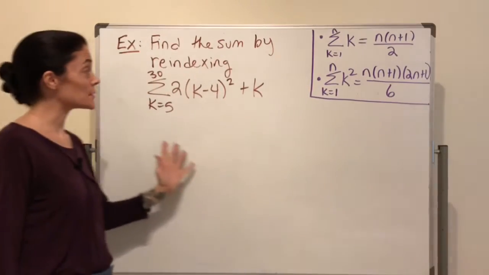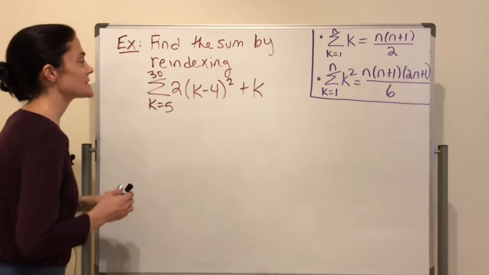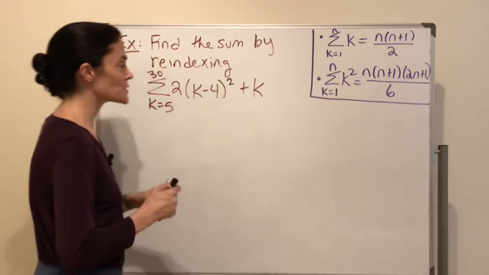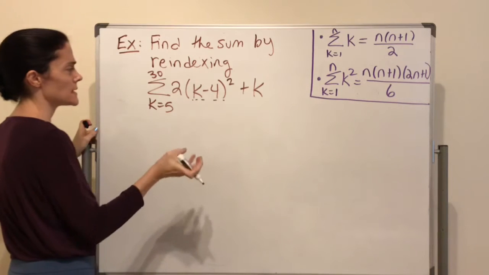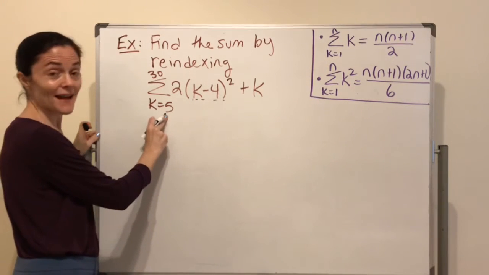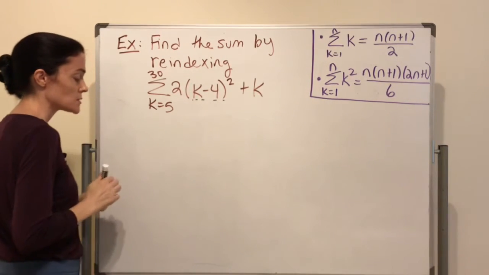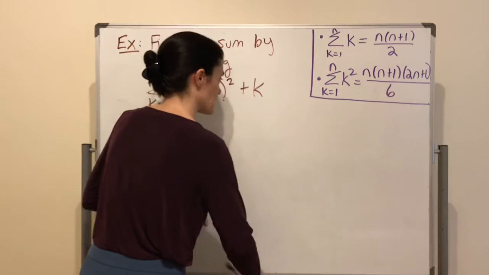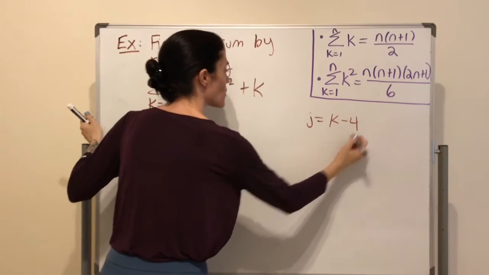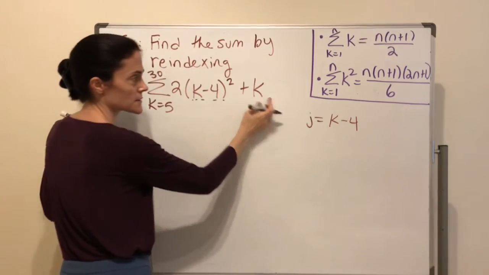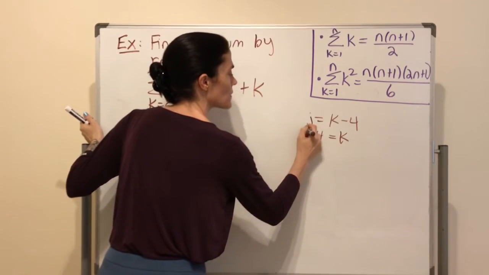Here's another example to evaluate the sum by reindexing. And just like in the last one where we first factored, here I'm not going to factor anything, but I can certainly look here and I see k minus 4, and when I evaluate at this lowest index, I get a 1 here. Okay, so let's let j be k minus 4. But you see I have this k here, so let's solve for k. This is j plus 4.